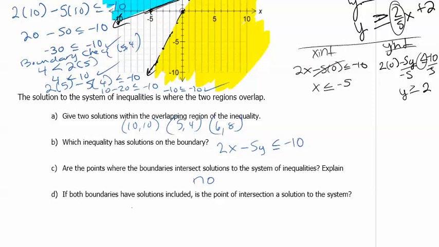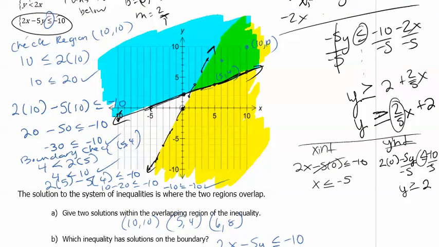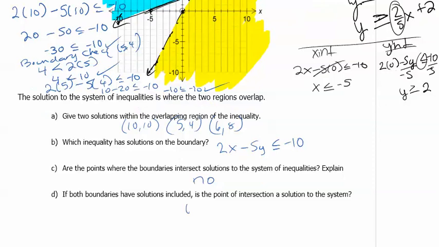Okay, so if both boundaries have solutions included, is the point of intersection a solution to the system? Well, yes. If both lines were solid lines, that means that solutions on both lines will satisfy each inequality, and so at the point of intersection, both inequalities will be satisfied. And so the answer would be yes. It said explain here in part C, so let's go back and explain why it wouldn't be before. No, because the intersection point does not satisfy both inequalities.